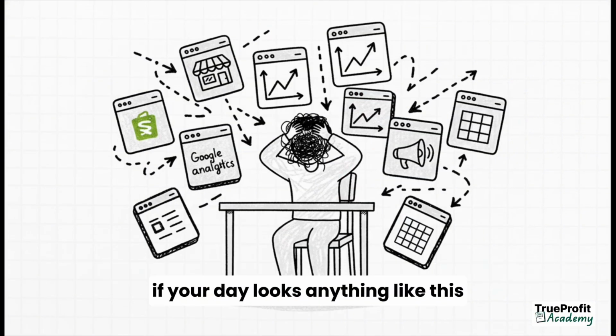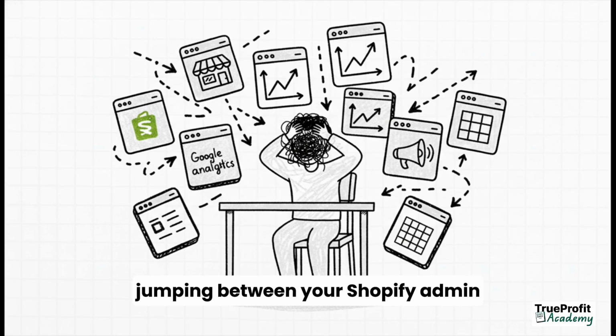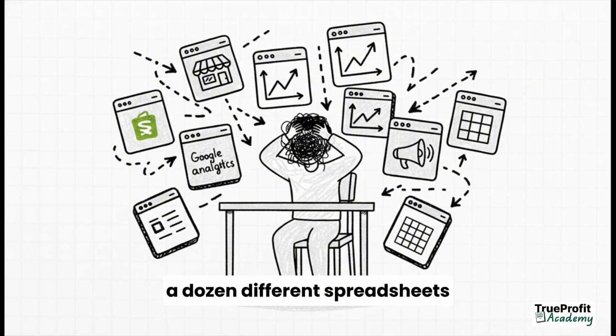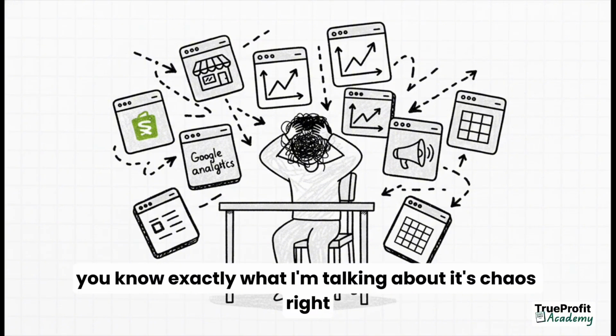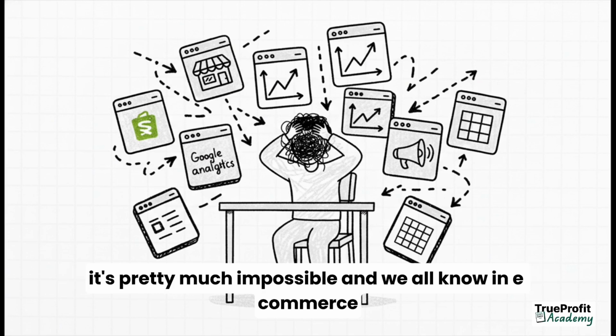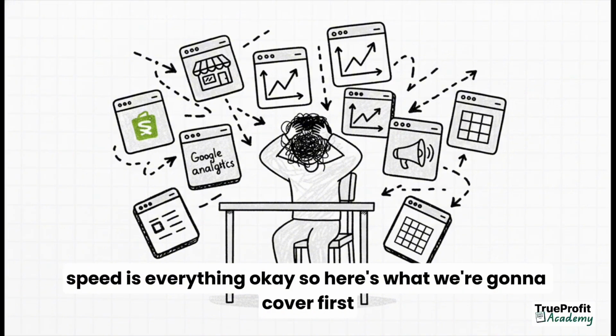I mean, if your day looks anything like this, jumping between your Shopify admin, then over to Google Analytics, then to all your different ad managers, and oh yeah, a dozen different spreadsheets, you know exactly what I'm talking about. It's chaos, right? And trying to make a smart, fast, data-backed decision in that mess, it's pretty much impossible. And we all know in e-commerce, speed is everything.